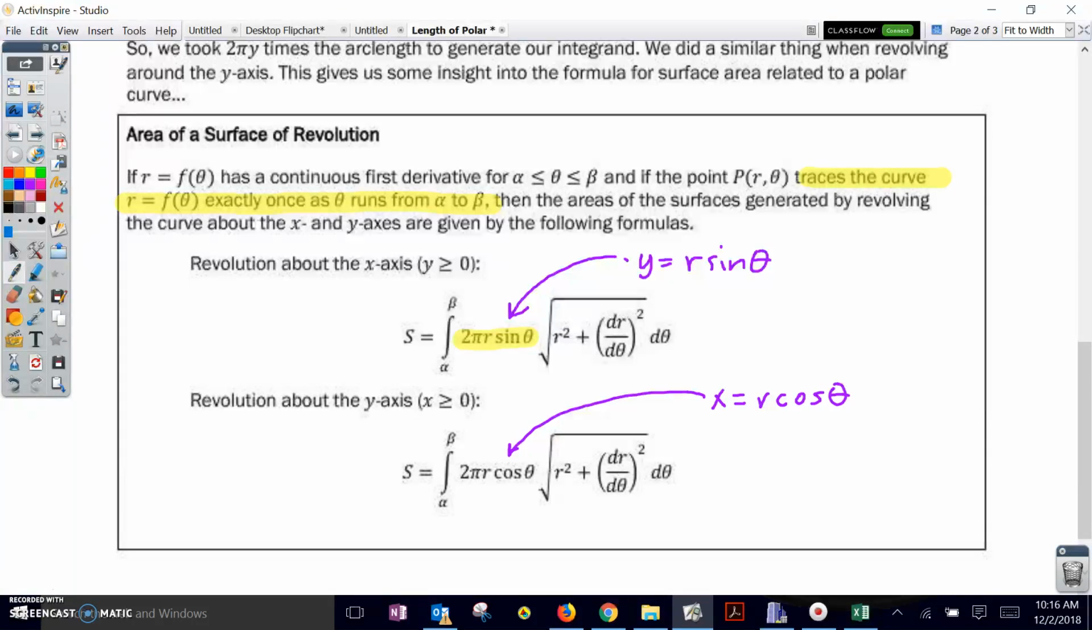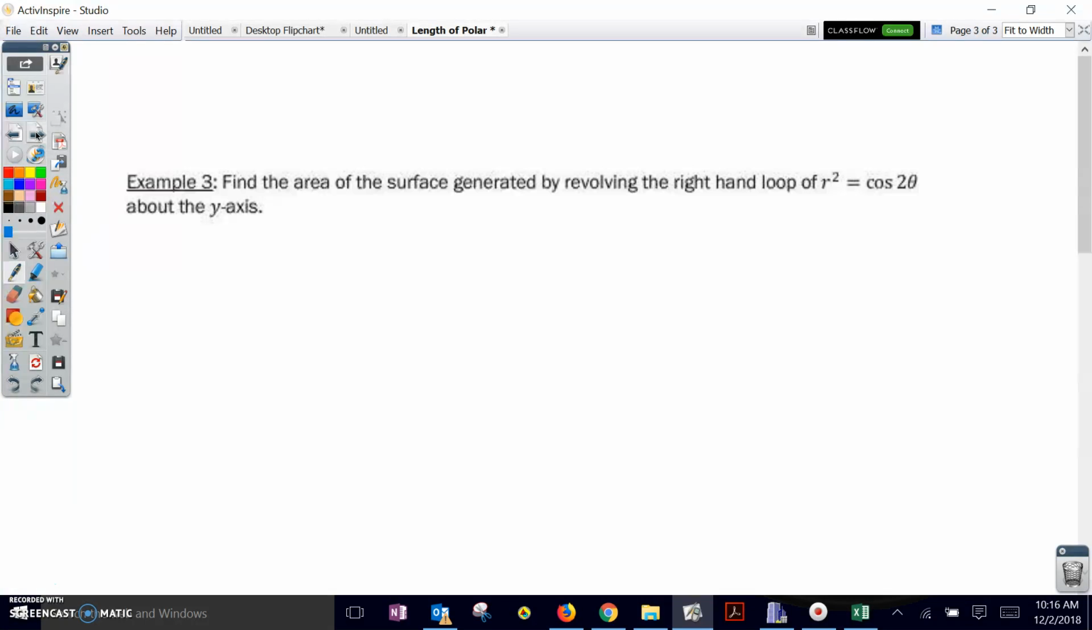Let's go ahead and look at a couple of examples here. Let's look at example 3. We're going to find the area of the surface generated by revolving the right-hand loop of r squared equals cosine of 2 theta about the y-axis.